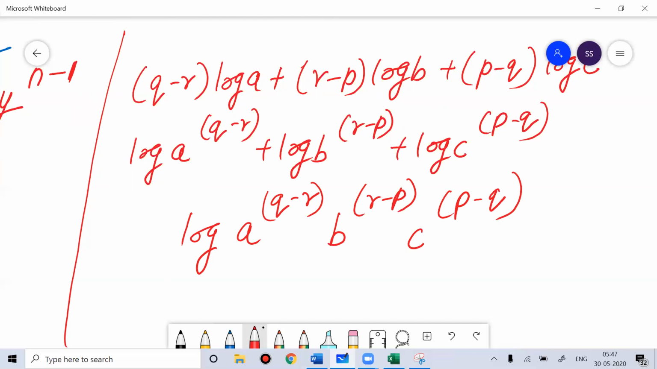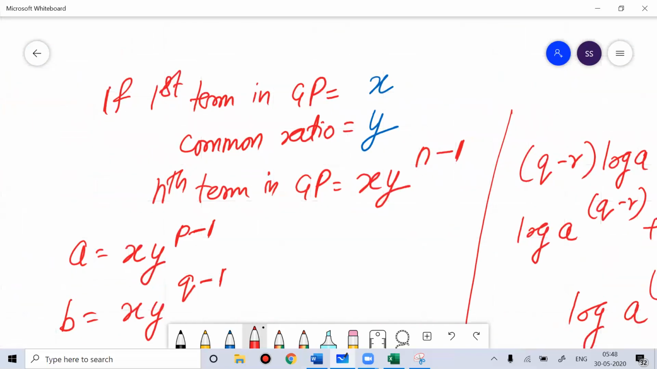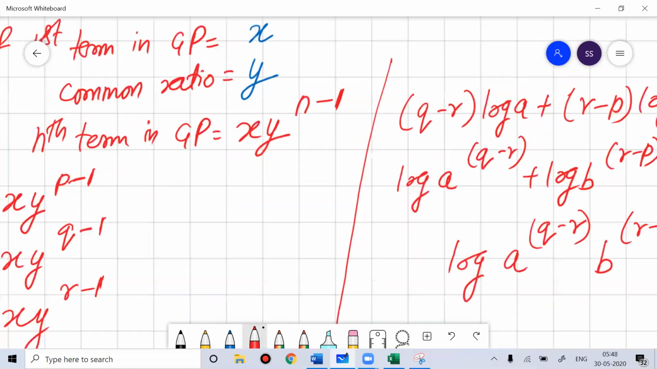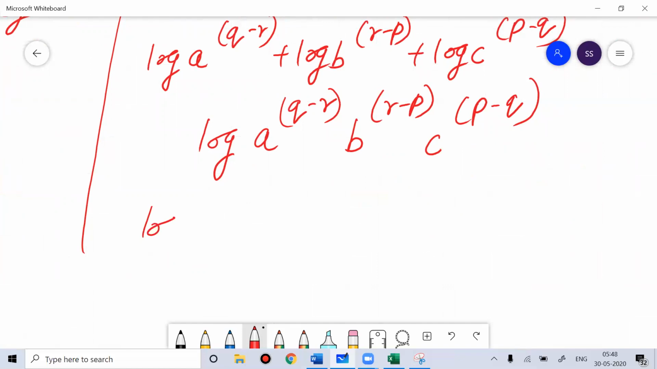You got this. Now you know what A is. Your A is x into y to the power P minus 1. So what I can do is I can write this in place of A, I can write x y to the power P minus 1.